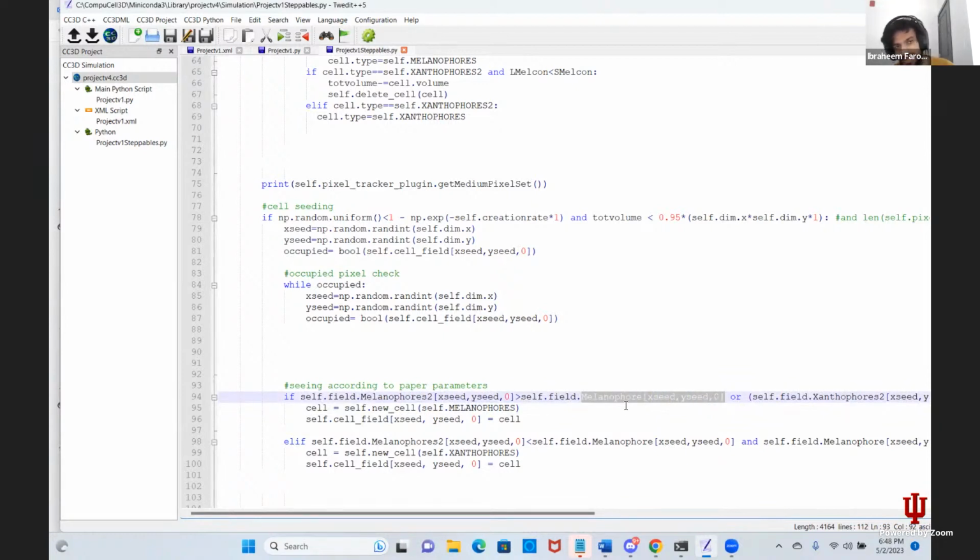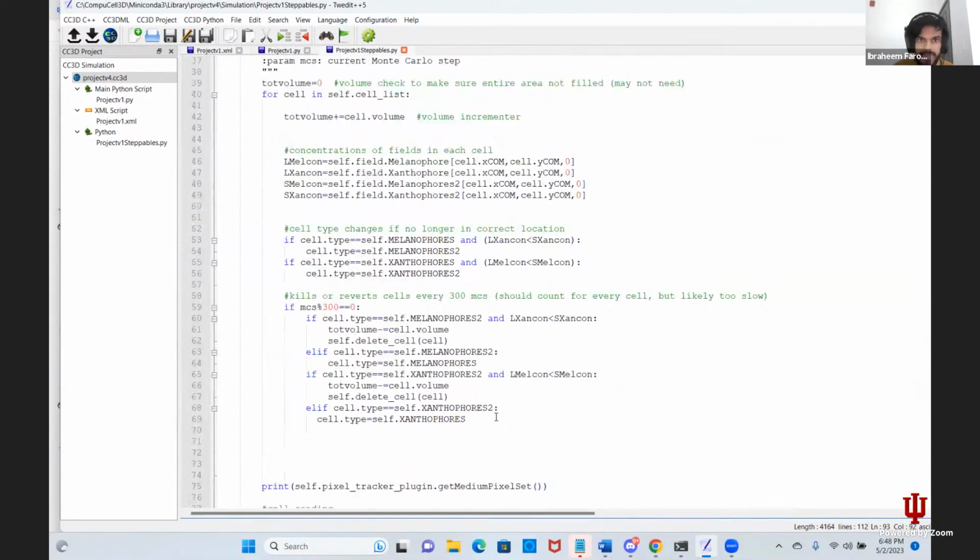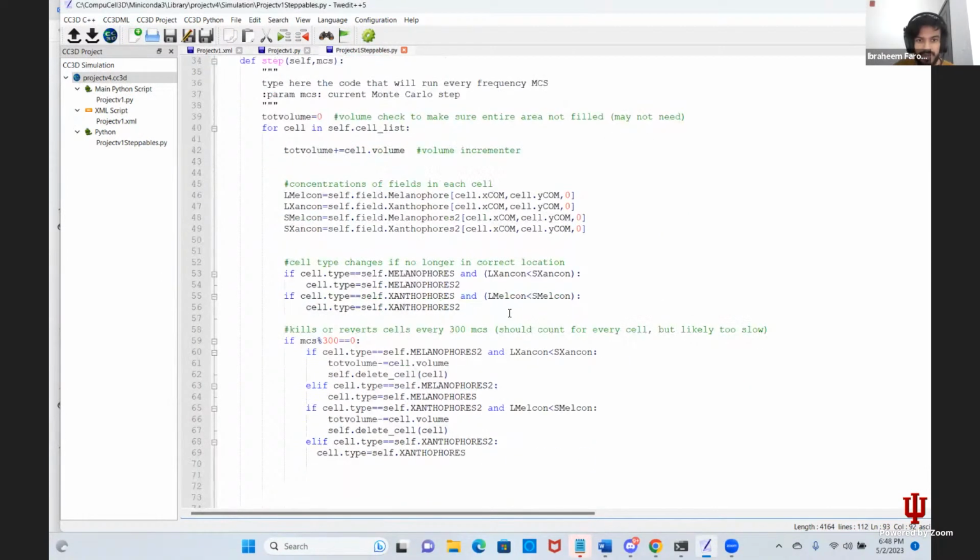If at that random seed, all the concentrations meet one of the two requirements, we spawn a cell there. And if a cell already exists, we check the field concentrations at the center of mass of that cell to see if it meets the conditions for cell type change or cell death.